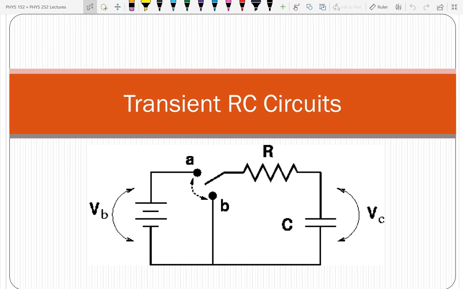Okay, nobody asked me any questions about the homework, so I'm trusting that things got done this time. And we're going to talk about transient circuits.